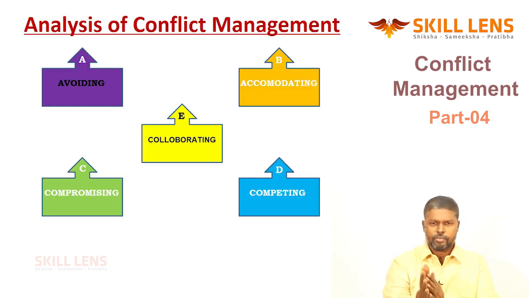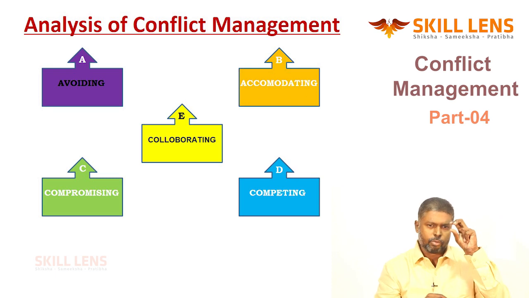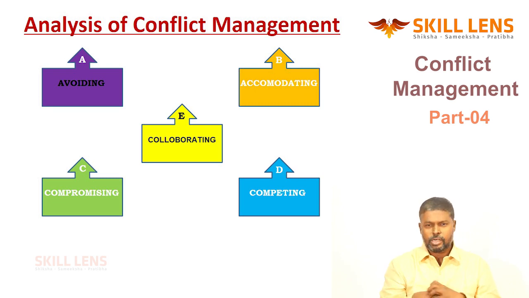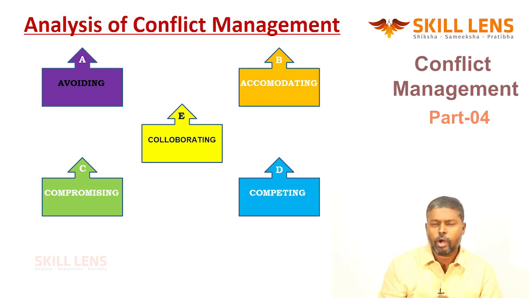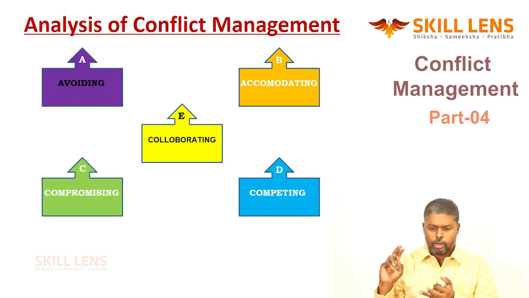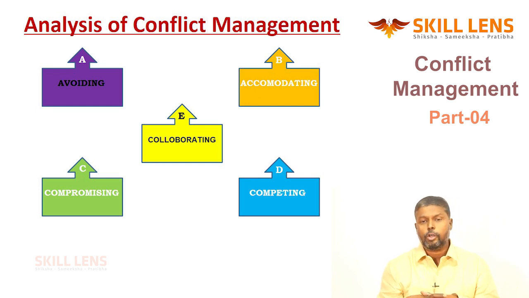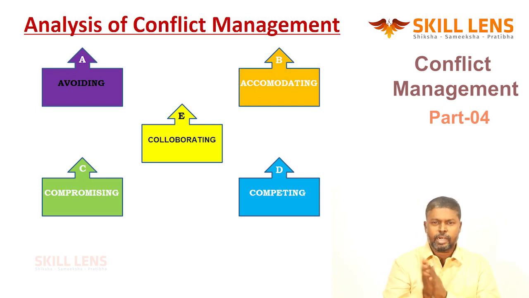Let's continue with the analysis of conflict management. Where do you fall? How many marks were awarded for A, B, C, D or E? Once you do this, you'll be able to understand whether you are an avoiding person, an accommodating person, a collaborating person, a compromising person, or a competing person. So you will understand this and can work towards the best win-win situation that you can be in.